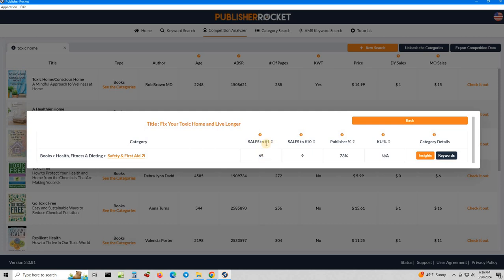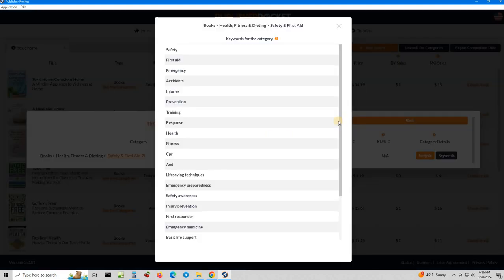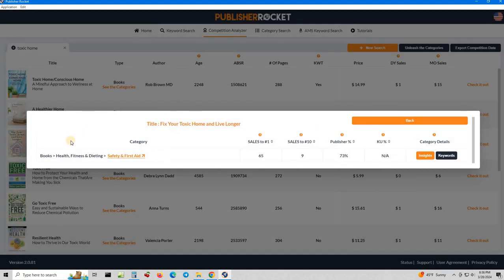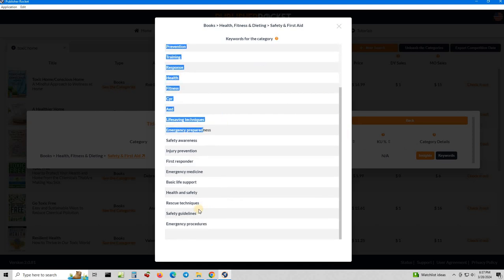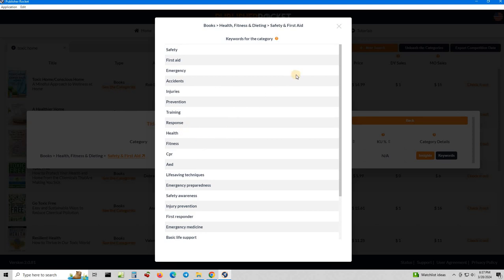This means you need 65 sales to be number 1 in this category, and to be number 10, you only need 9 sales per day. By the way, that's per day. So it's kind of competitive. You can even see the keywords for that category. So if you want to be in this category here, you got to select it in your KDP account when you edit the book. And then you got to make sure that you add these keywords in your keyword section in KDP, where it gives you those form fields. These are the keywords for that category that are producing the most.